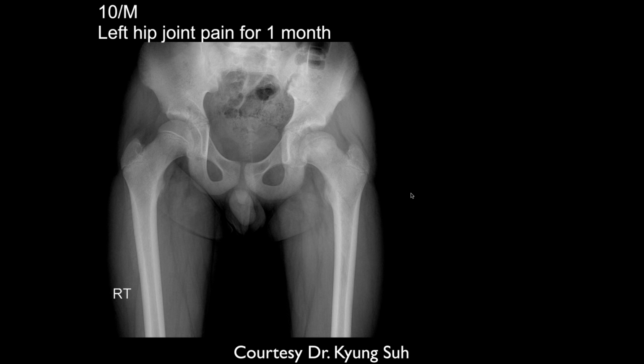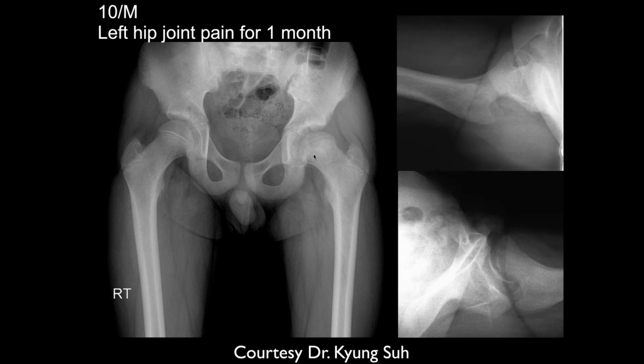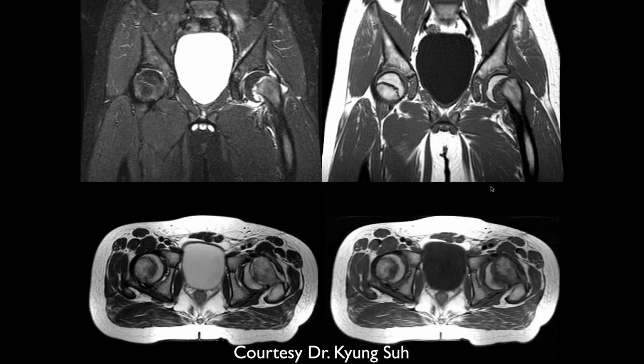10-year-old male, left hip joint pain for 1 month. So it looks like there's kind of abnormal configuration of that femoral head, like the epiphysis. So I assume this is another example of SCFE. If we look at the frog leg views, you can see that it's markedly slipped, almost 50% I would say, or like 40% uncovered.